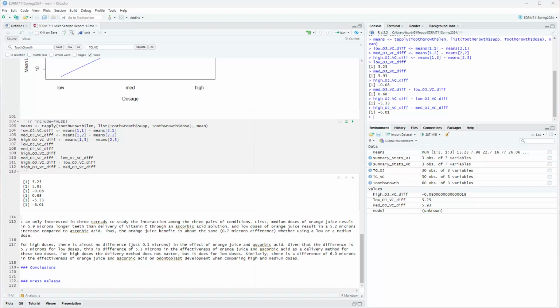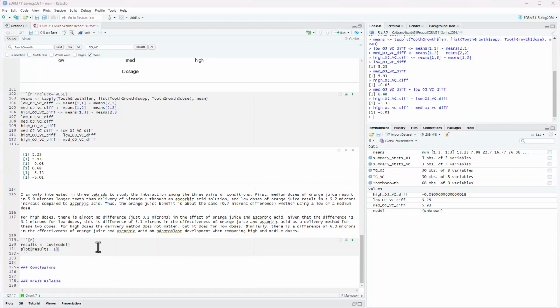Regarding those conditions, let's take a look at those now. So I'm going to enter in a code chunk here and enter in some commands that will allow me to see if I have normality of residuals and homogeneity of variance of residuals. I also have a condition of independence of observations, but that comes from the design of the study, not from my statistical analysis. So here I've entered in results from an AOV model and then plotting the results.